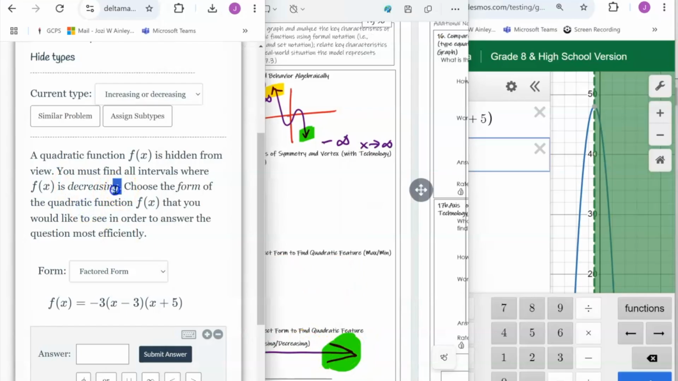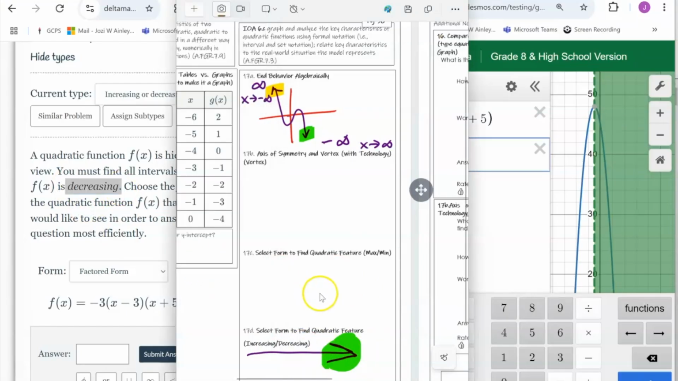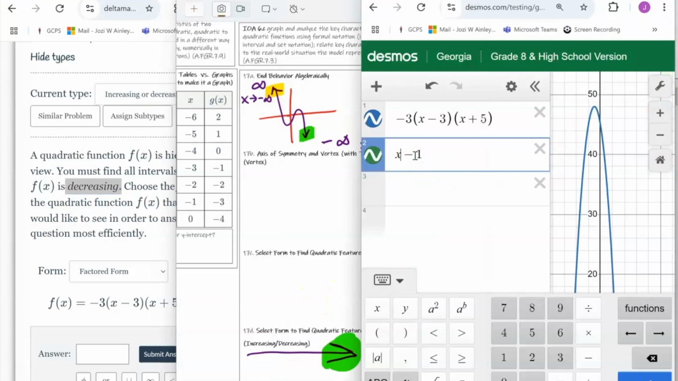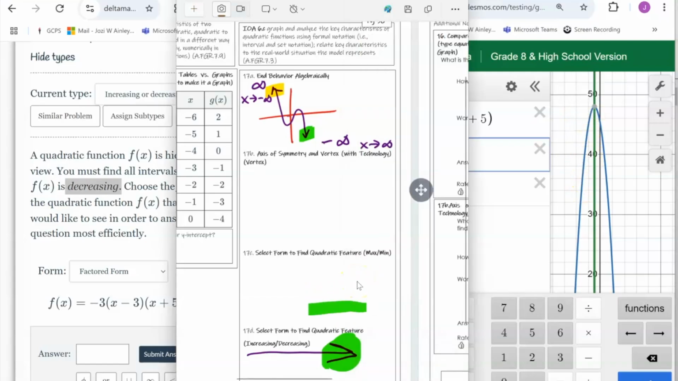Now, let me just show you the other arrow. Let's say that the question wasn't asking where it's decreasing, but where it's increasing. So where is this increasing? Again, you start with the axis of symmetry. And then you say, where is it increasing? So it's increasing on this side. So I want to say that it's increasing on my left side.